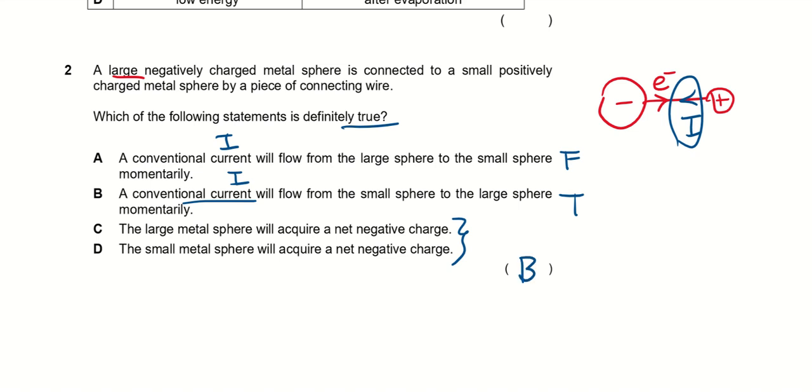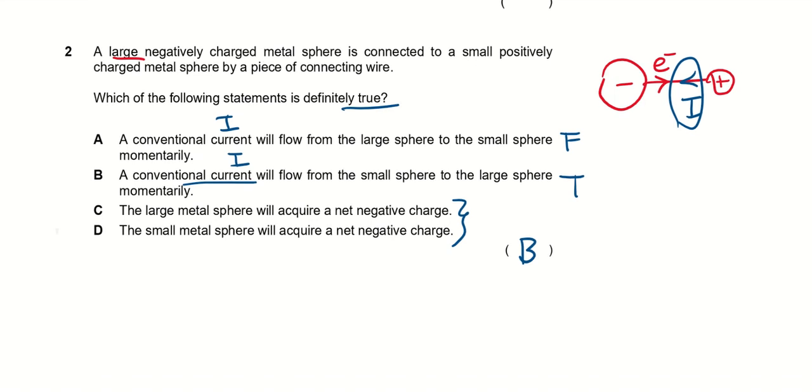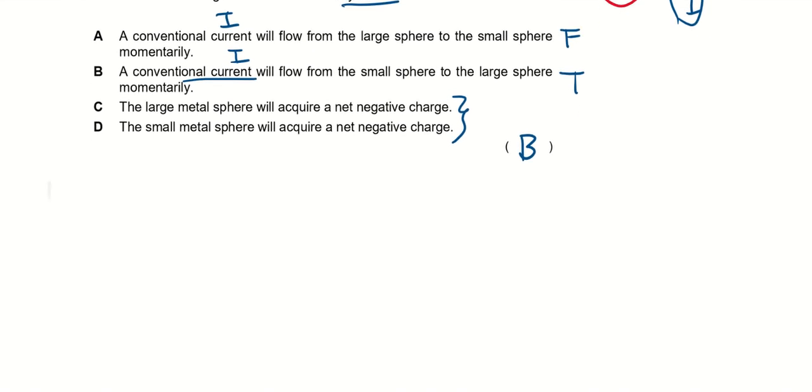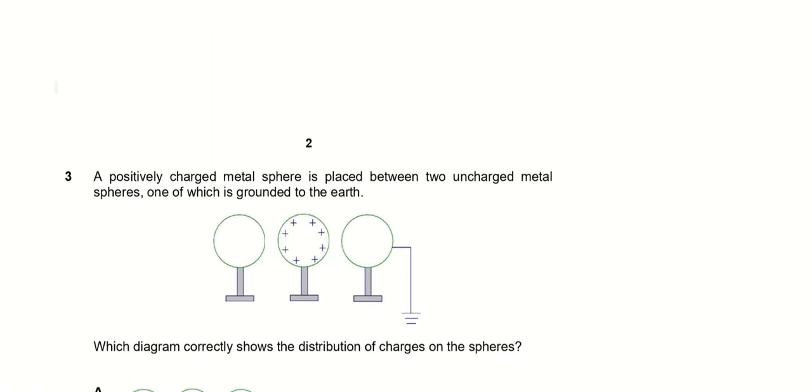Unless I tell you that the large sphere is actually 2 plus or 3 plus, I give it a certain quantity. But now they are just telling us that it is net negative charge or net positive charge. So you wouldn't know what the charges will be after they are connected.